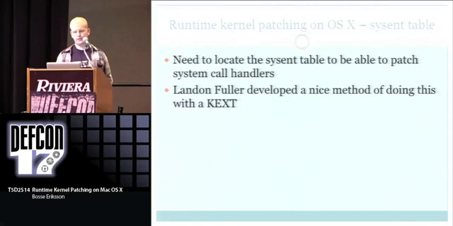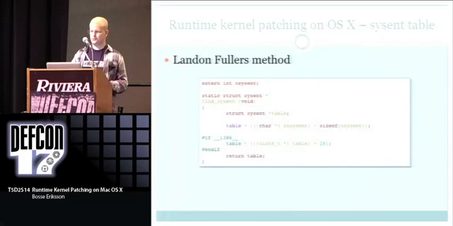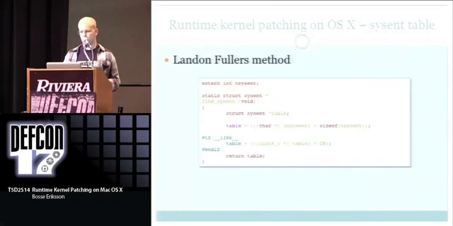So to do this, we need to locate the sysent table and patch the system call handlers. This guy, Landon Fuller, developed a really nice method of doing this with a kernel extension to enable ptrace for certain Apple applications. His method was like this: since the number of system calls is an exported symbol in the kernel, called nsysent, number of sysents, you can calculate from that an offset to the system call table, the sysent table, and that's static. It's 28 plus 4 on i386. So you just add that and you get to the sysent table.